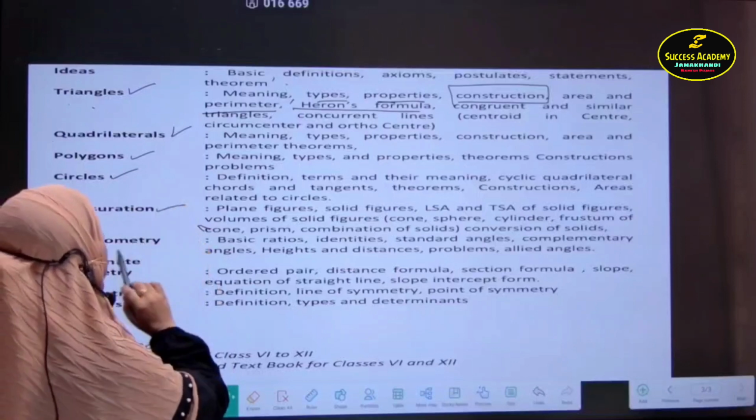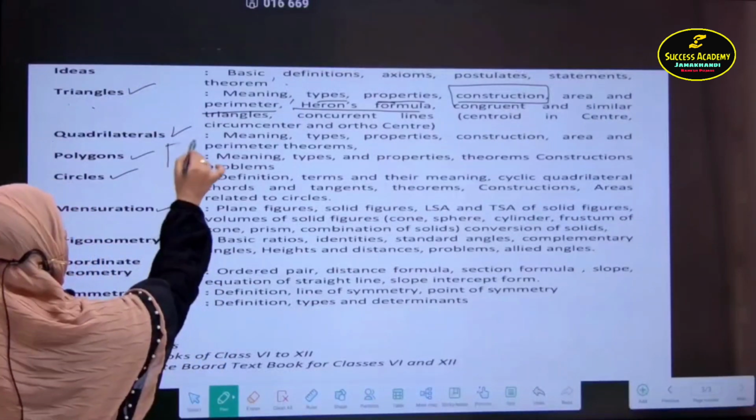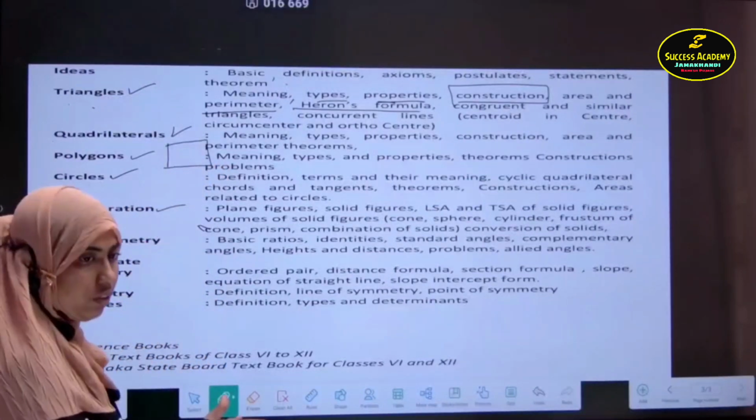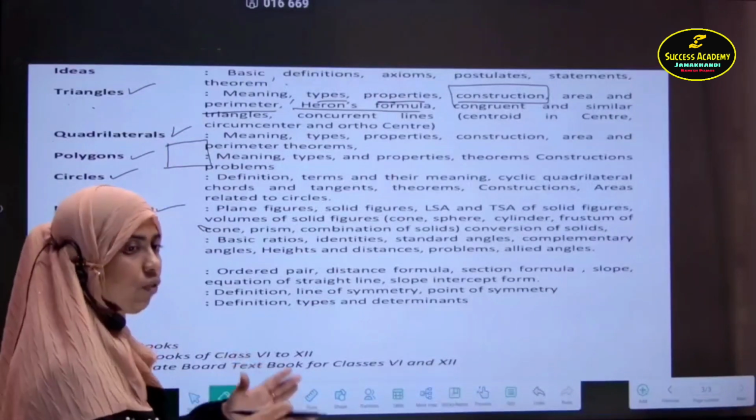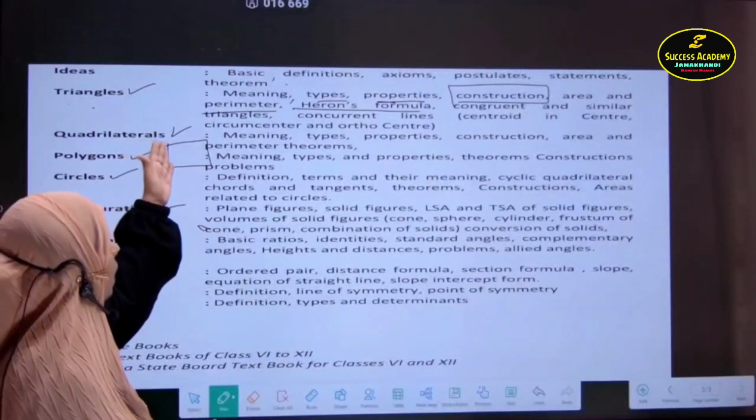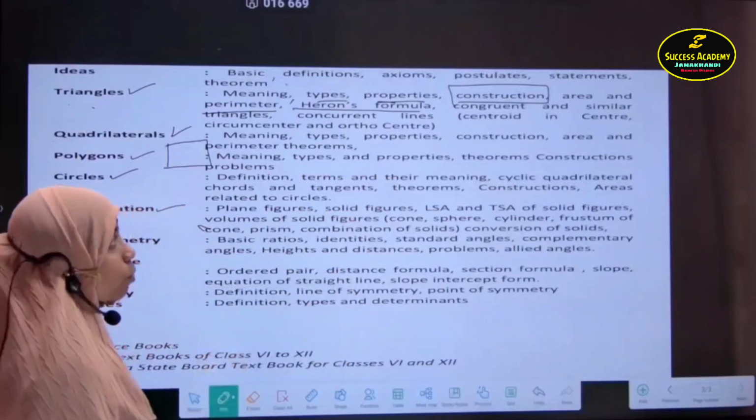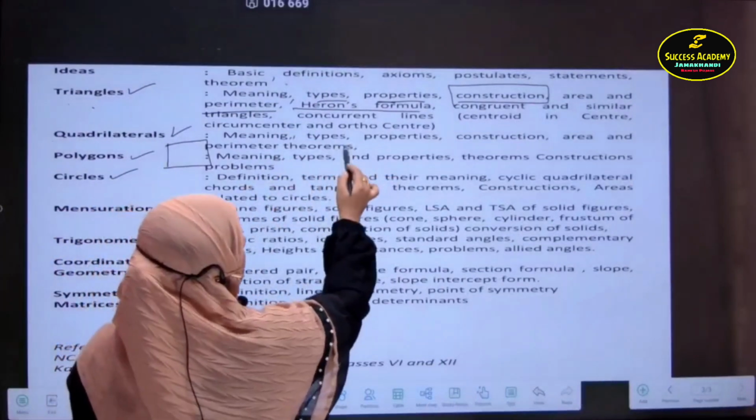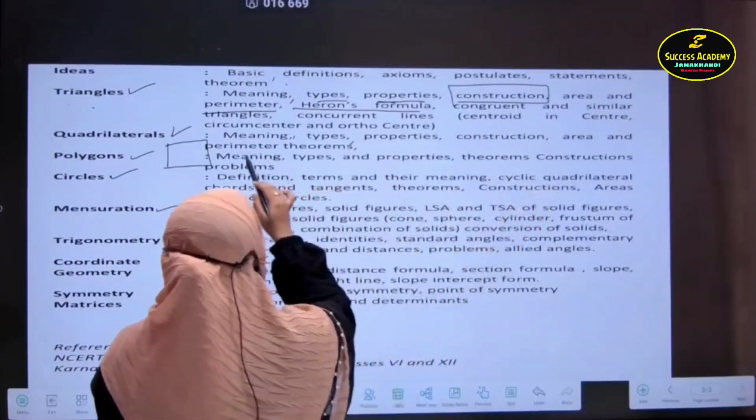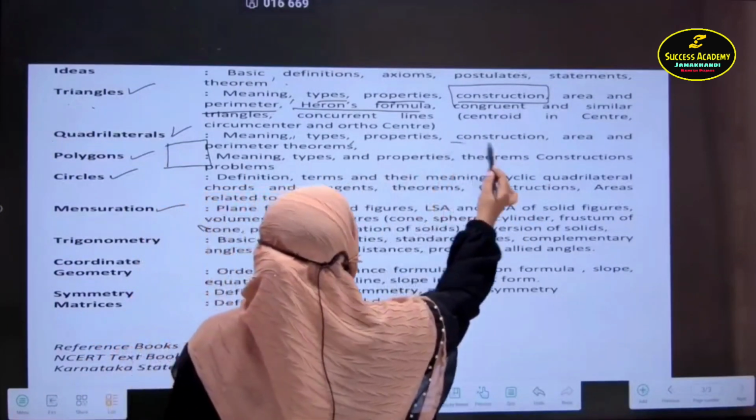Next, quadrilateral. Any 4-sided figure, not fixed, square, rectangle. Okay, any 4-sided figure is called a quadrilateral. In quadrilateral, again it has some properties: meaning, types, property, construction, area, perimeter and theorem. Here also construction you can see.